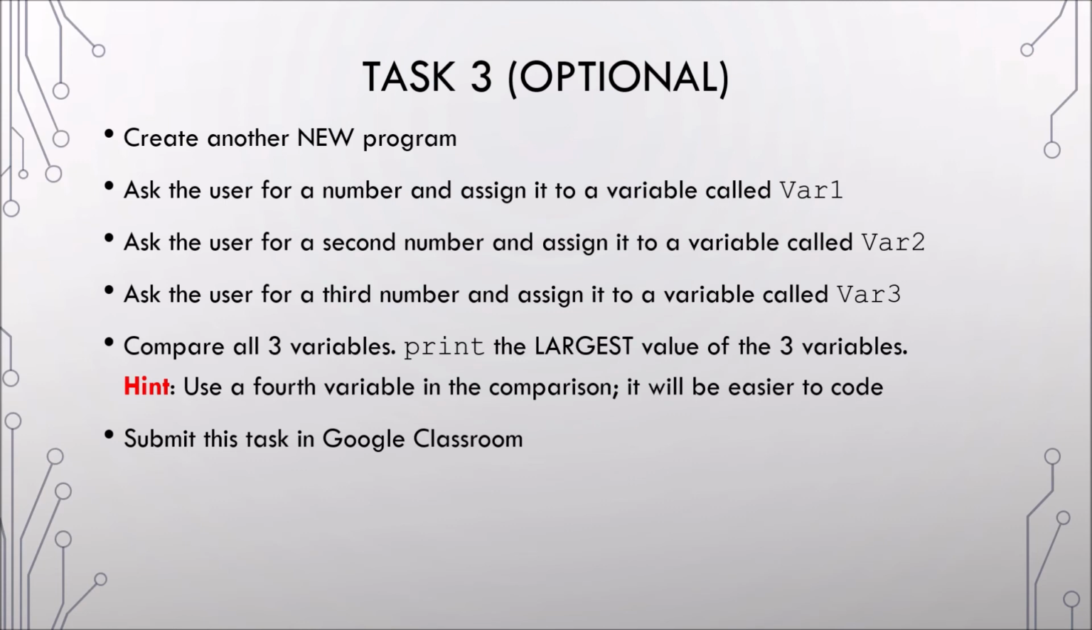Now in the third task, you have to compare three variables, and from the three variables print out the largest of the three. It would be easier if you compare it and store it using a fourth variable. So what happened here would be this.